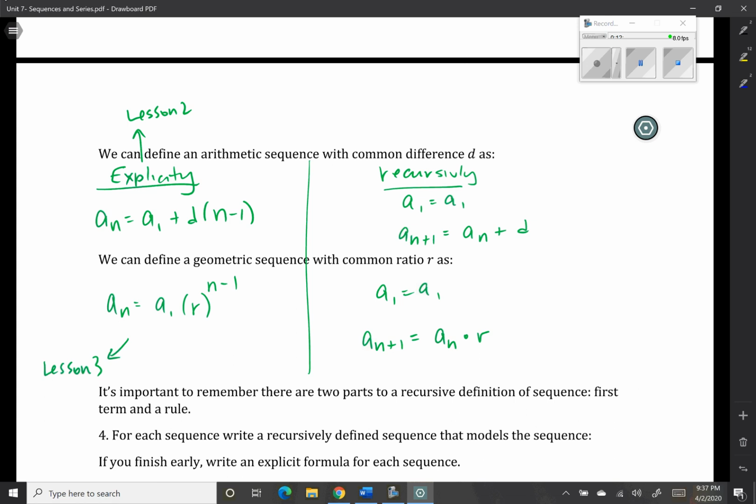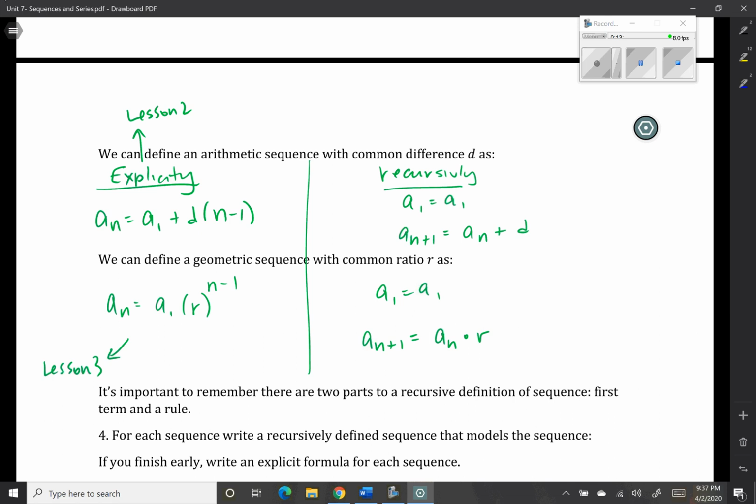So again, just like the arithmetic sequence, the explicit form of this is going to help you find the terms that are very high up, like the 10th term, 15th term. If I want to find all of the terms of the sequence, the recursive definition works best.